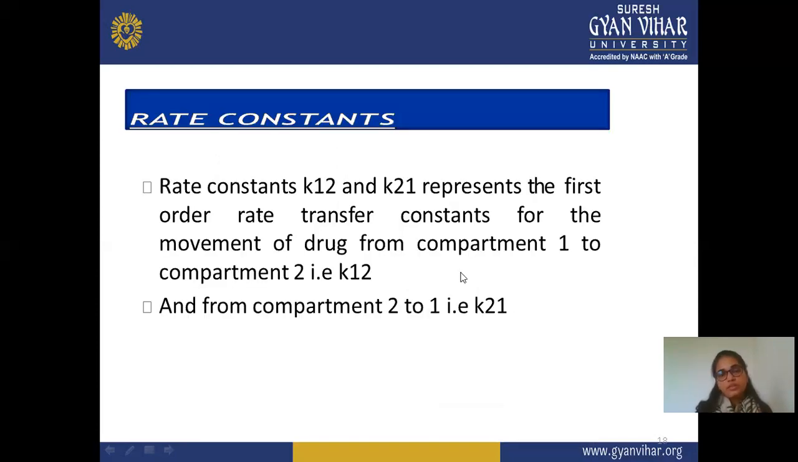Next is rate constant. K12 and K21 represent the first order rate transfer constants for movement of a drug from one compartment to the second compartment. This is the symbol we use when the drug passes from the central to the peripheral compartment: we represent it as K12. And if it comes back, then it is just the opposite, K21. The movement of a drug from compartment 1 to compartment 2 is K12, and from compartment 2 to 1 is K21. So it is just opposite for the second compartment.